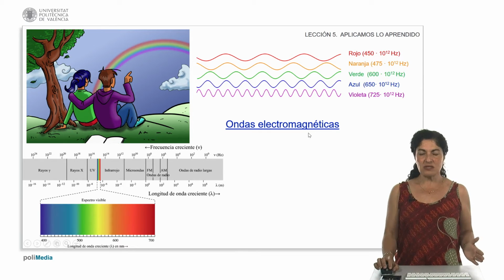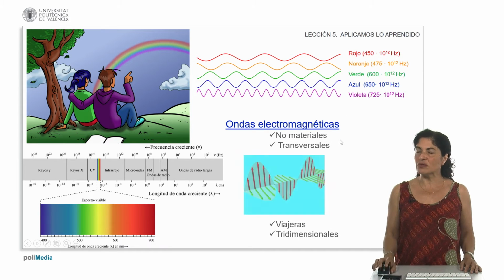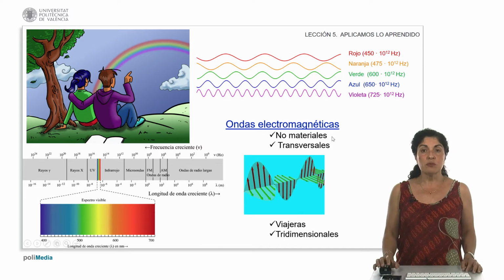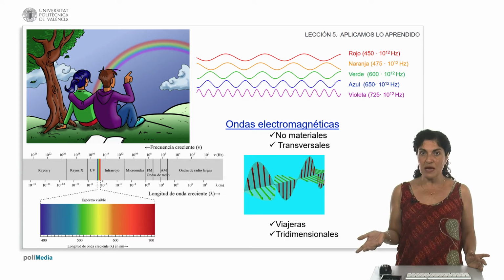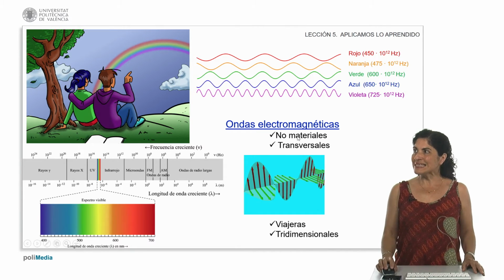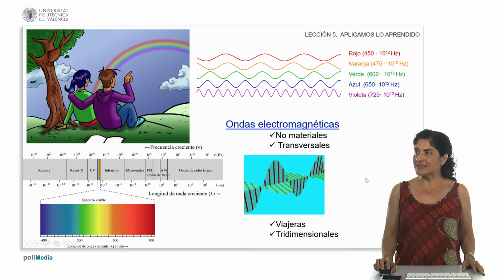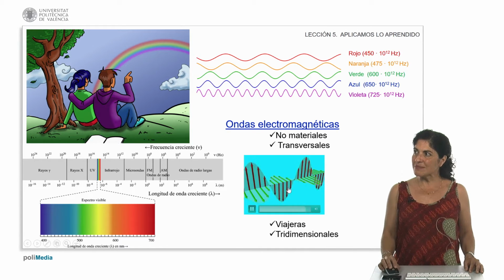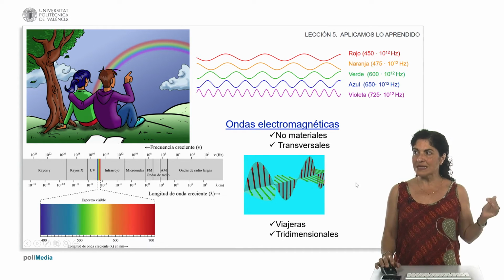Electromagnetic waves have already been enunciated as an example of the waves within the classification of non-material waves. Why? Because electromagnetic waves can propagate in vacuum. They do not need any material medium to propagate. They can propagate in a medium, of course, and what will change will be their propagation speed. They are transverse waves, as we can see in this animation, where the electric and magnetic fields vibrate in directions perpendicular to the direction of propagation of the wave motion. They are traveling waves and three-dimensional.